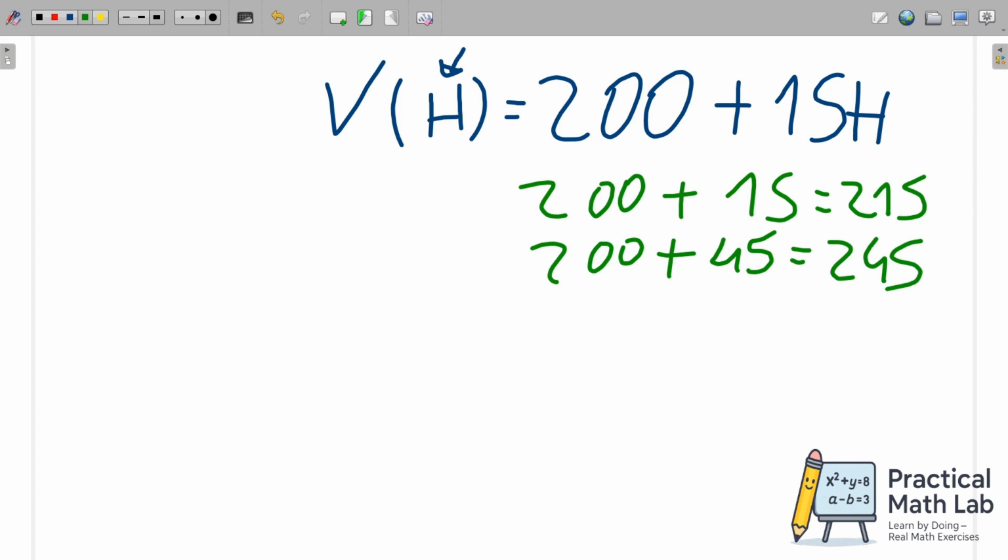Be careful with piecewise functions. Say this and tag anyone who always gets this function wrong.